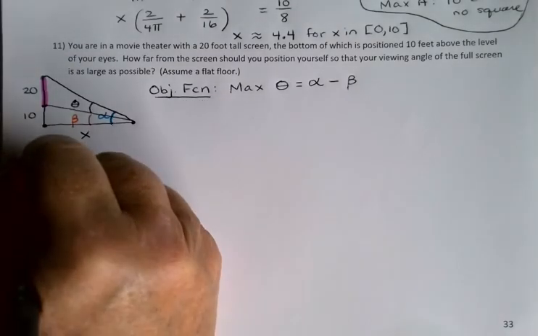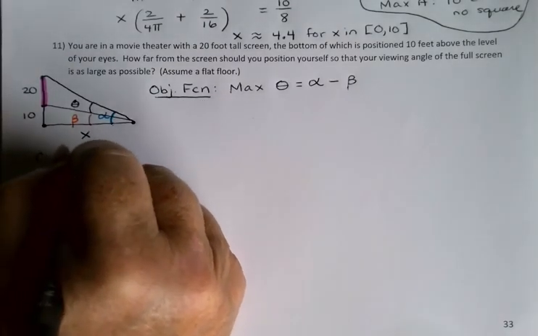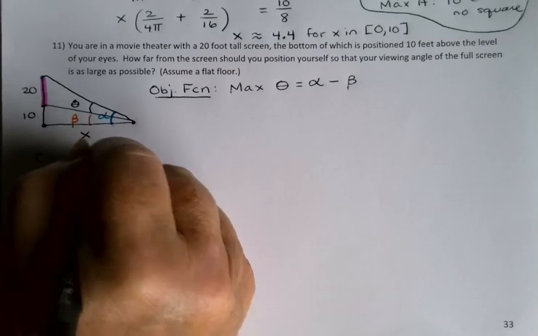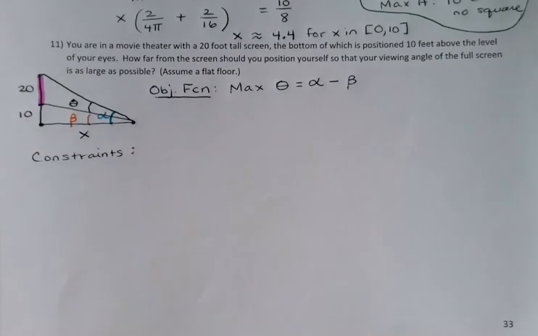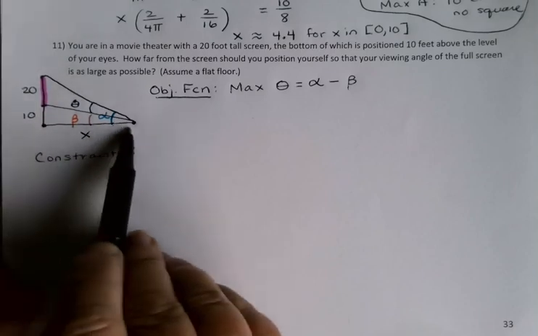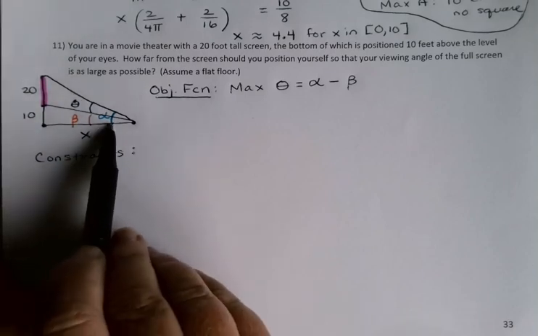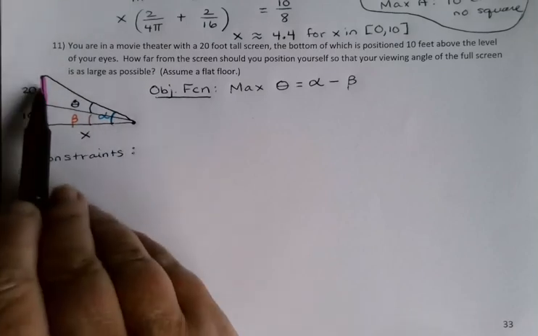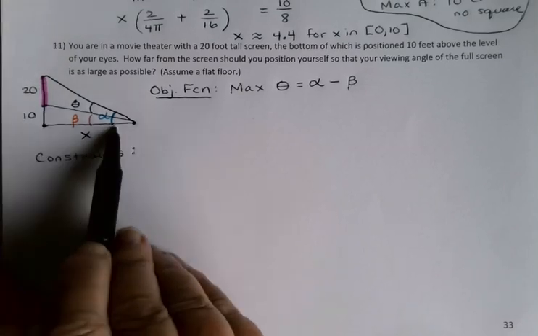As far as my constraints, once again, I'm going to have two of them. One for the alpha triangle and one for the beta triangle. And let's start with the alpha triangle. In this large triangle, I could see that the tangent of alpha would be 30 over x.